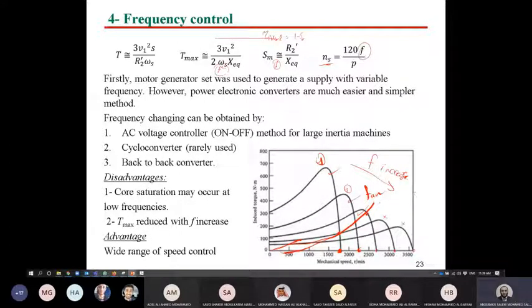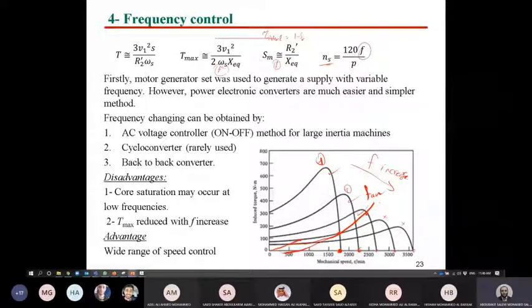Okay, let's see the important notes here, guys. Firstly, motor generator set was used to generate supply with variable frequency. This is how we can make it experimentally. Conventionally, the frequency was controlled by using something called motor generator set. Motor generator set, guys, is nothing but a DC motor connected to a synchronous generator, and by means of controlling the speed of the DC motor, we can control the frequency of the synchronous generator.